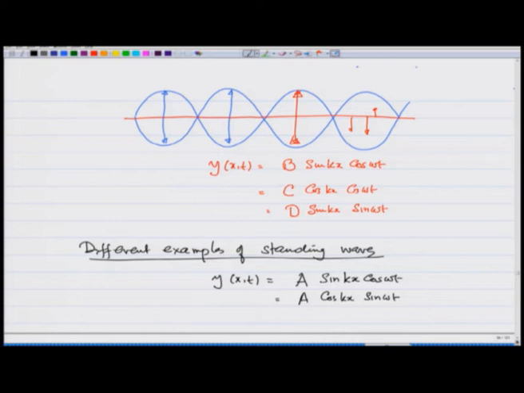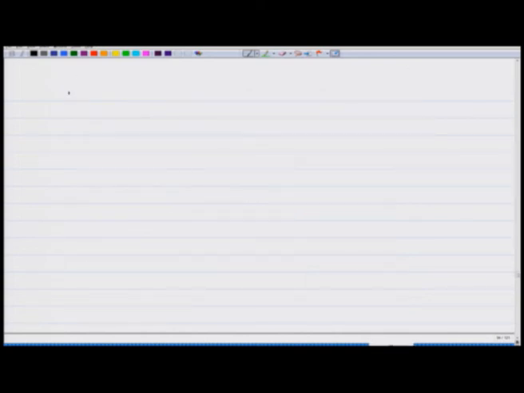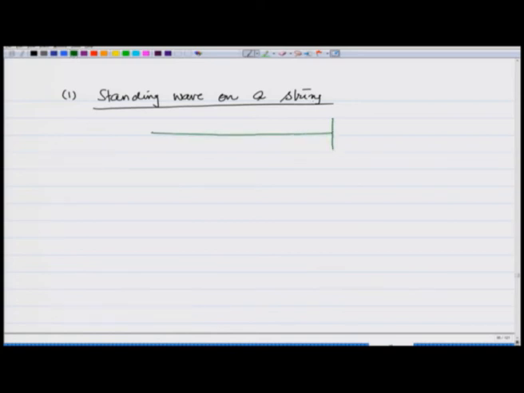So, let us take the first example as standing wave on a string. What I mean by that is, I have a string which is tied at one end. I could either tie it at the other end and there is some tension in it, or I could also have this string tied at one end and the other end is being moved up and down. So, let us say this point is x equals 0.